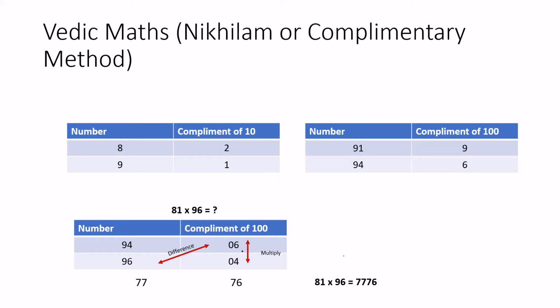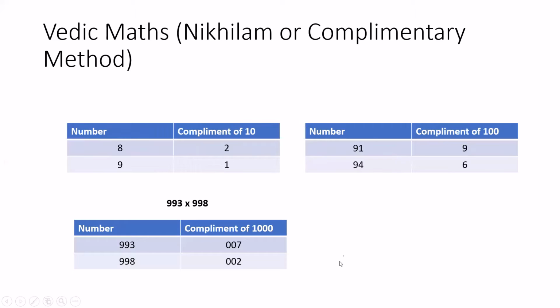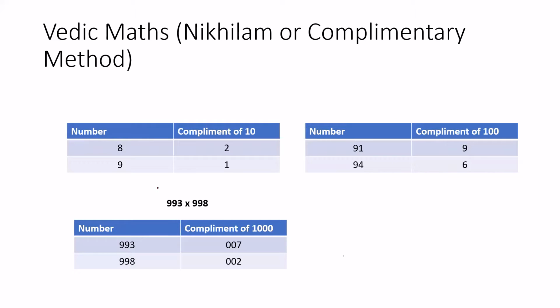Let's see if there is any 3-digit, right? What you do, you write the complement of 1000. 993 into 998. But note you are writing it as a 3-digit: 007 and 002. So the answer is 991014.